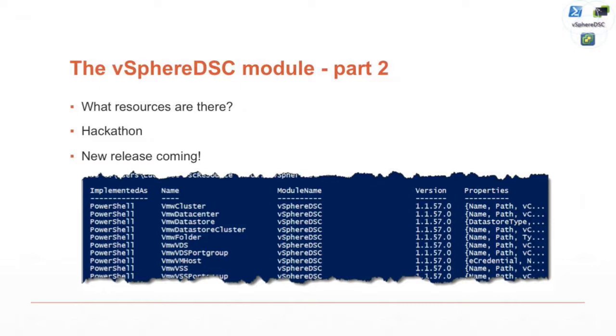What resources are there? I started off with quite simple things, things like data center, folders, clusters, datastore clusters. As you can see at the bottom of this slide, there is a listing of what currently is available in the release that is on GitHub, but there's a new release coming. As a matter of fact, in the hackathon that we did on Monday evening, together with a team of people that joined me, we tried, and we were nearly there, to add an additional resource. This time we were looking at the alarm resource.